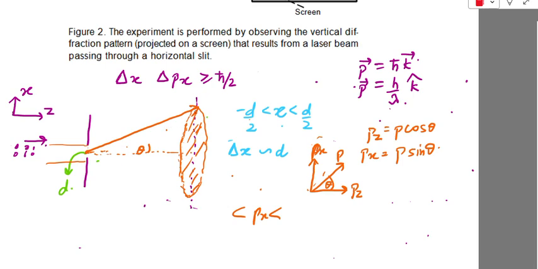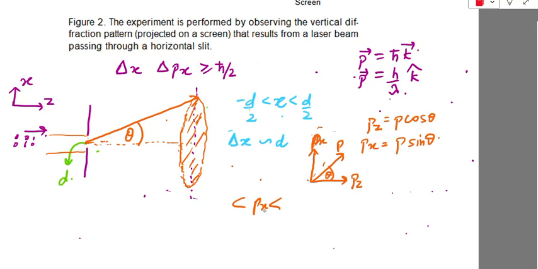So the maximum it can go is to the edge of the central maximum, and the angle that it can make at the edge, let's say I call it theta. Now you can see the maximum value of the x component will be p sine theta. Let me remove the z component as we are not interested in it.